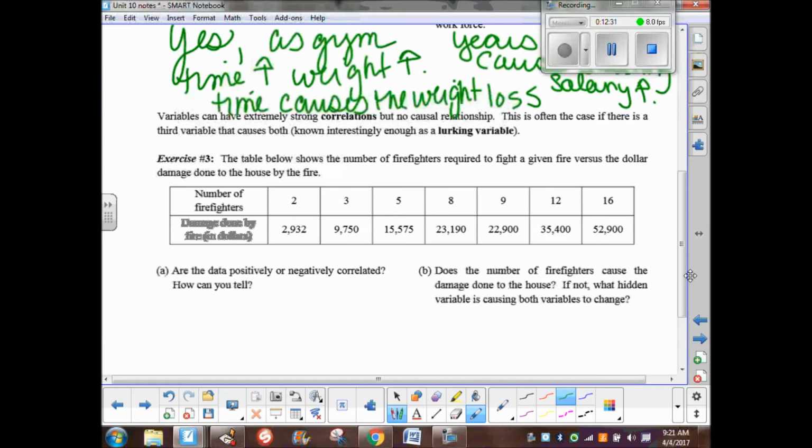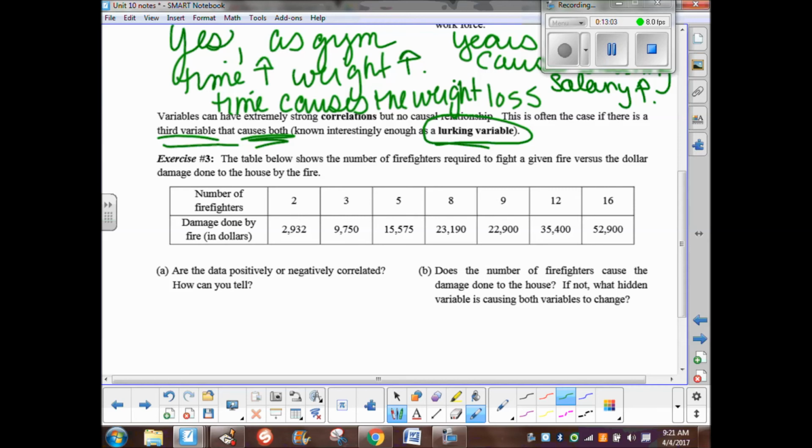Variables can have extremely strong correlations, but no causal relationship. This is often the case if there is a third variable that causes both, and it's called the lurking variable. So you've got two variables. There's definitely a correlation between the two, but one is not causing the other to happen. There's a third variable that sneaks into the mix that causes the other to happen.